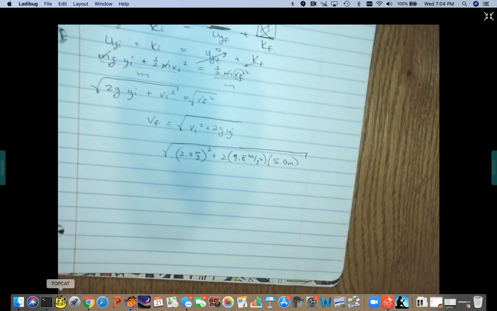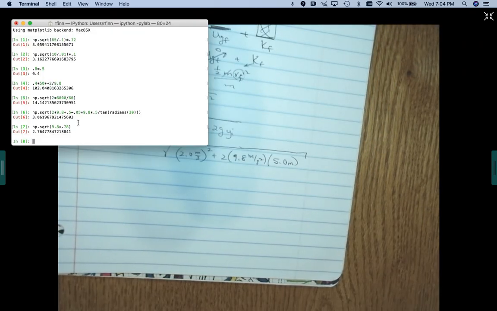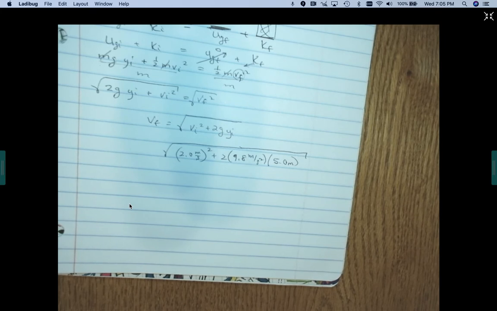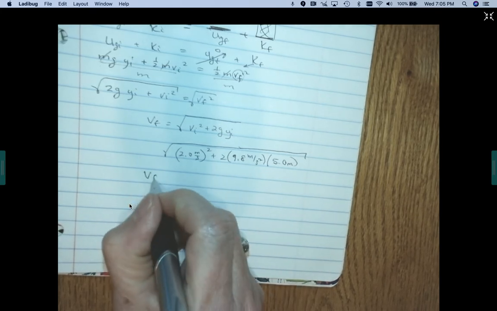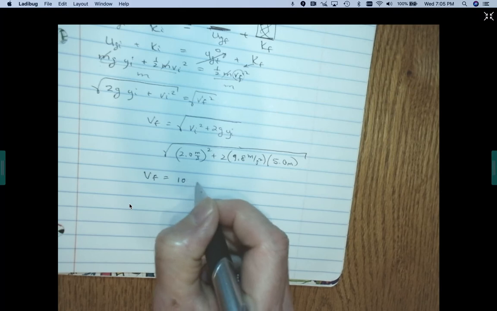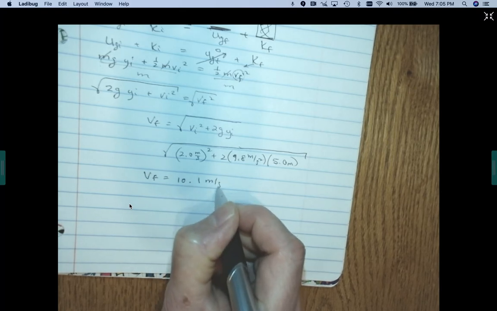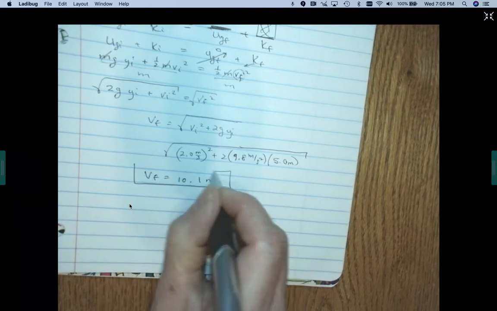So let's bring up our IPython window. Another square root. Square root of 2 squared is 4 plus 2 times 9.8 times 5. So the final velocity is 10.09, so let's say 10.1 meters per second. Da-da-da.